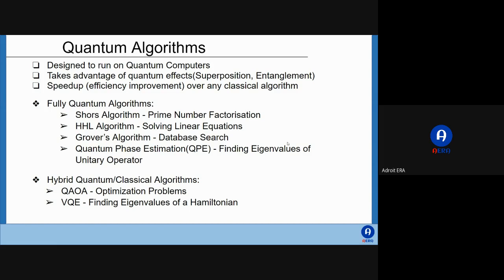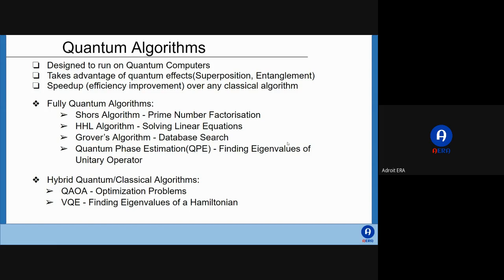Okay. So now let us come to hybrid quantum classical algorithms. What is a hybrid quantum classical algorithm? Hybrid quantum classical algorithms use a quantum computer as well as a classical computer to run a particular algorithm. You don't simply use a quantum algorithm as you do for fully quantum algorithms. You need a quantum computer as well as a classical computer to run hybrid algorithms.